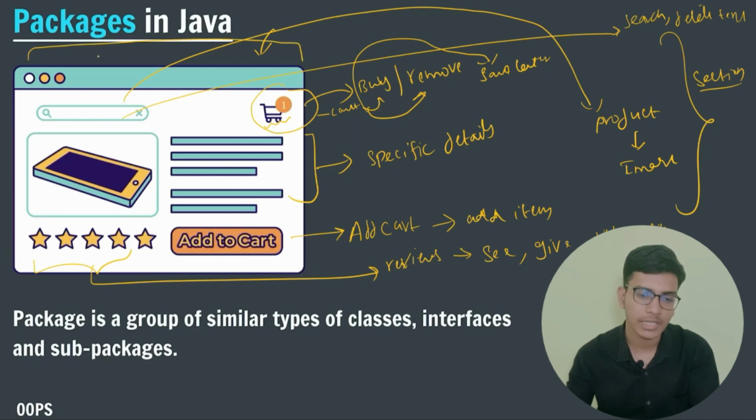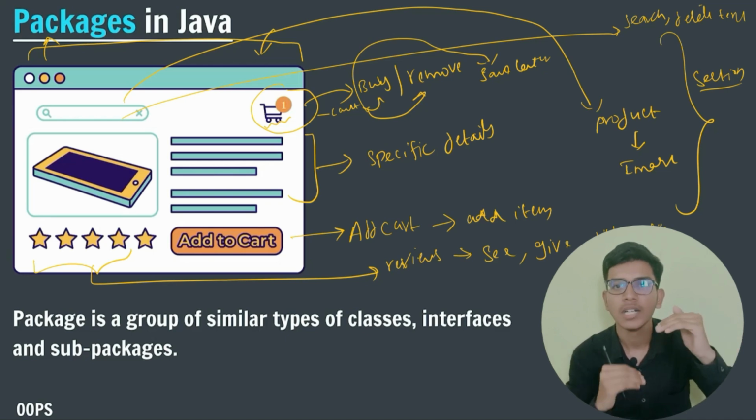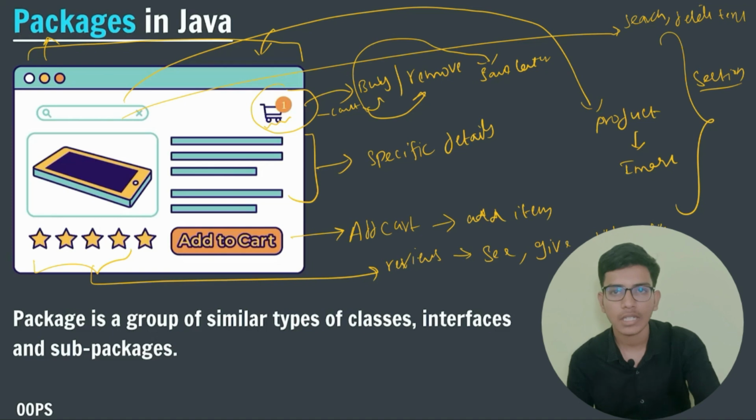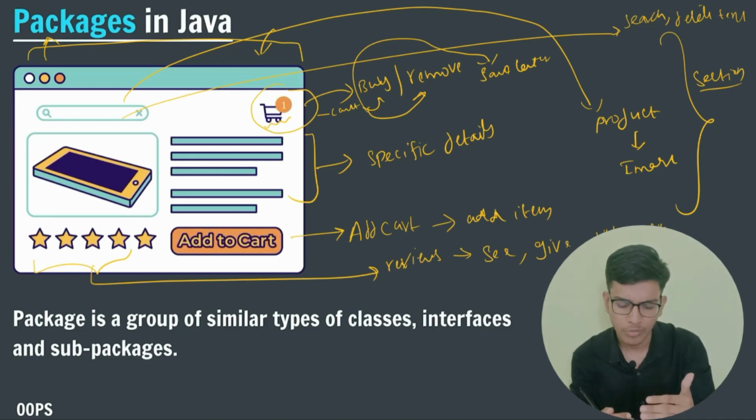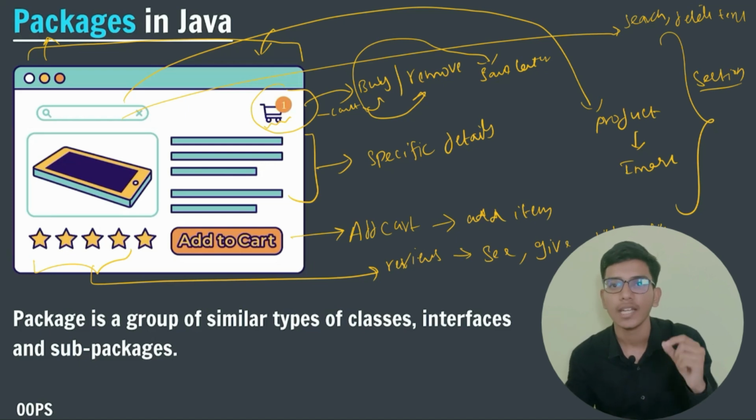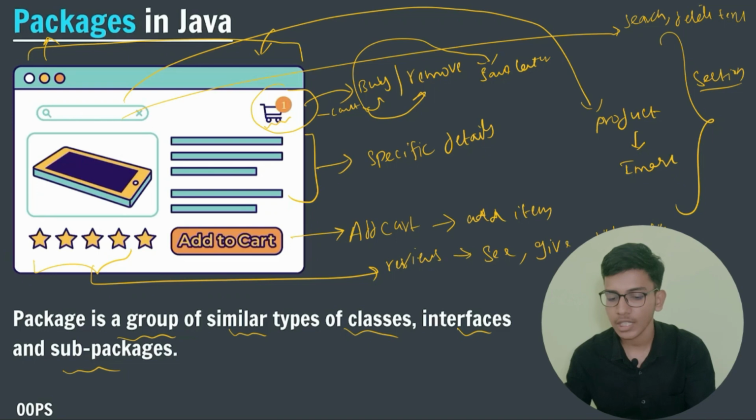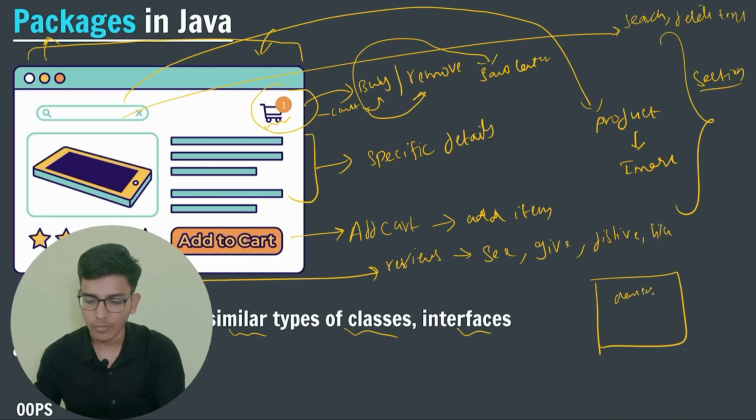Combining all those things is known as a package. So what is a package? A package is a collection of objects and classes. Here these are the different objects that came from different classes, right? So a collection of classes and a collection of interfaces is known as a package. A package is a group of similar types of classes, interfaces or sub packages. This thing is known as a package.